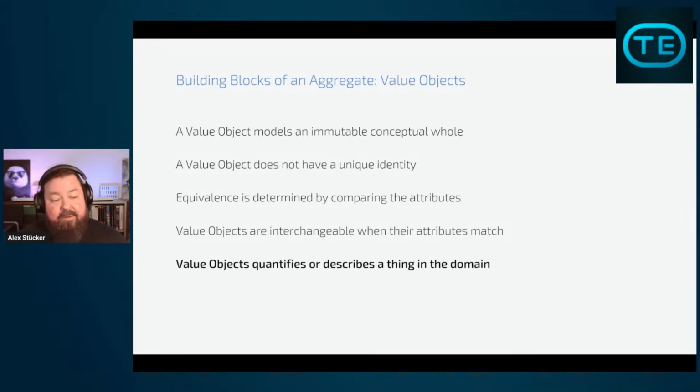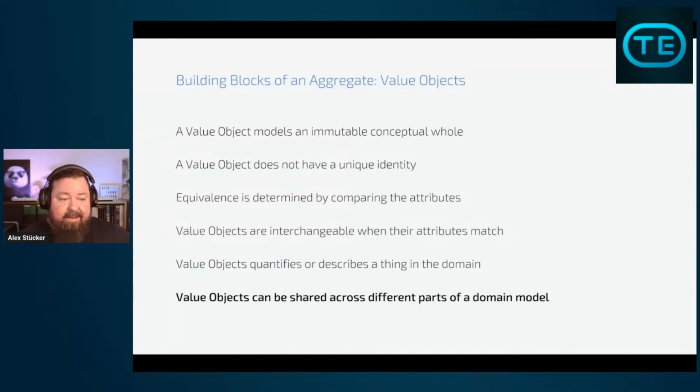Then value objects are used to quantify or describe things in a domain. This is important because value objects will help us increase cohesion and make our code more explicit. We probably will see some examples of that. And then value objects can be shared across different parts of the domain model. One of the reasons that they can be shared is thanks to immutability. This means there is no risk of introducing side effects. So these are the properties that a value object has.